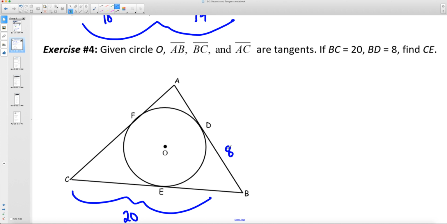BD is 8. Find the length of CE, right over here, x. Okay, if DB is 8, then BE has to be 8. If this entire thing is 20 and this is 8, well then this has to be 12. That one was a little bit easier. We didn't have to find as much. CE equals 12. All right, so that's two tangents drawn to the same external point.